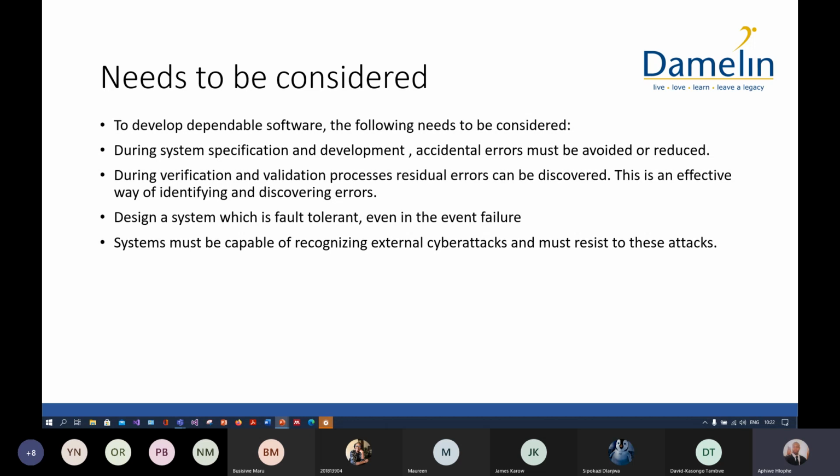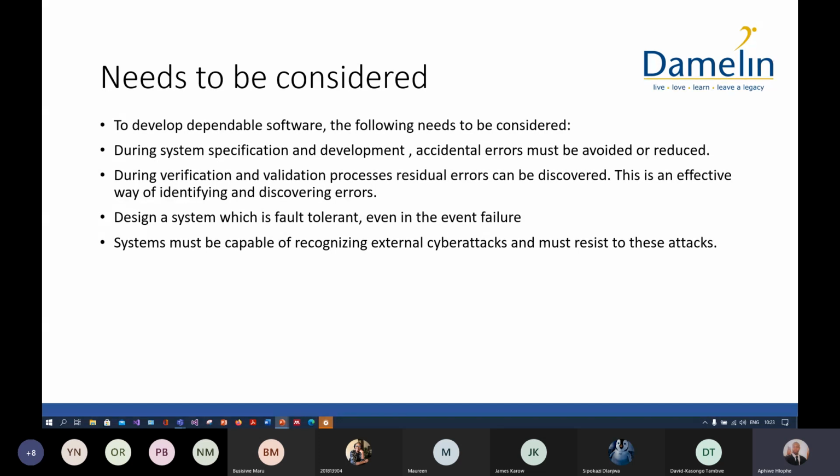that is dependable. So during the verification and validation process, residual errors can be discovered. This is an effective way of identifying and discovering errors. Here they're hinting in the next point that you may be using the verification and validation process, where in one direction you're trying to understand the nature of the specifications, and in the other direction you're dealing specifically with testing that reduces errors or bugs. Okay, so the V&V model is what they're hinting would be a good one in terms of dealing with errors. So design a system which is fault tolerant, even in the event of failure.